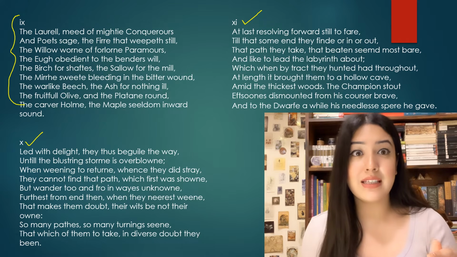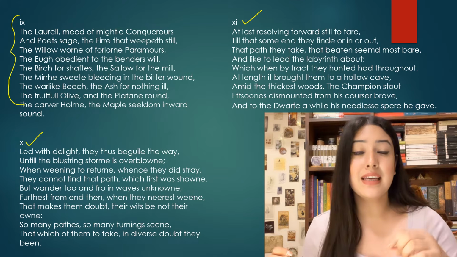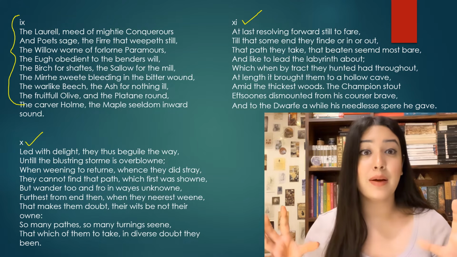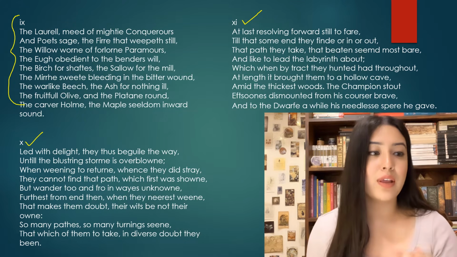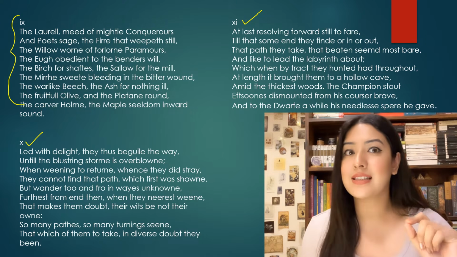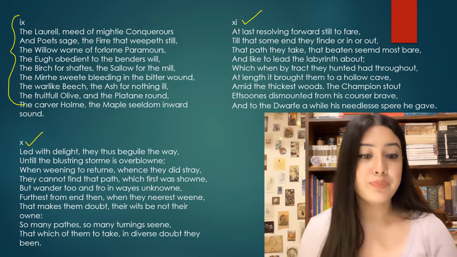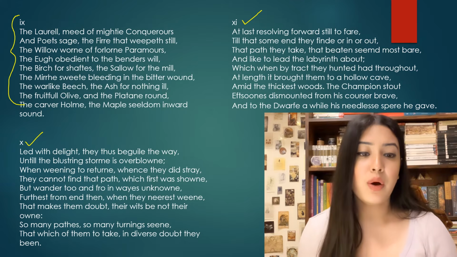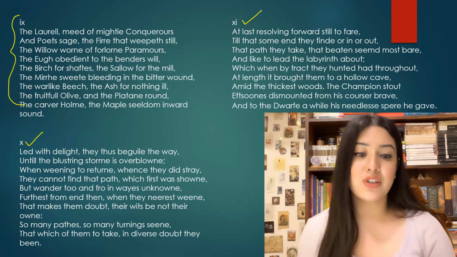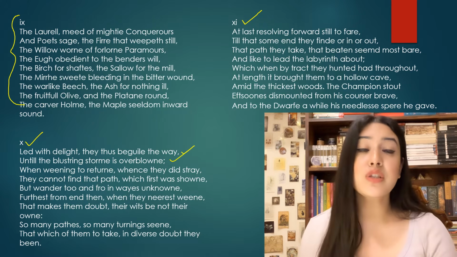Stanza 10 is about how they lose their way in the wood, and stanza 11 is how they end up in Error's cave, how they come about that cave. Before we get into that, let's just look at stanza 10 in detail. "Led with delight they thus beguile the way until the blustering storm is overblown, when weening to return whence they did stray, they cannot find that path which was first was shown."